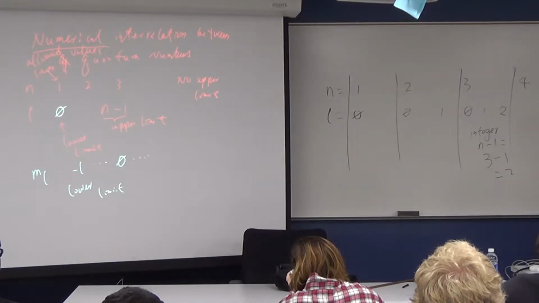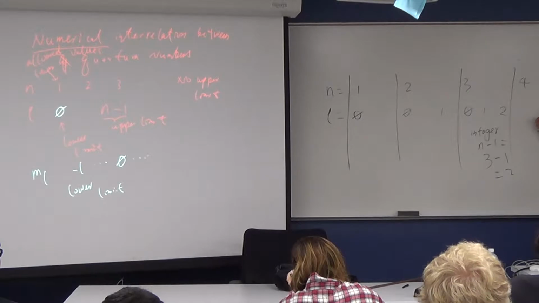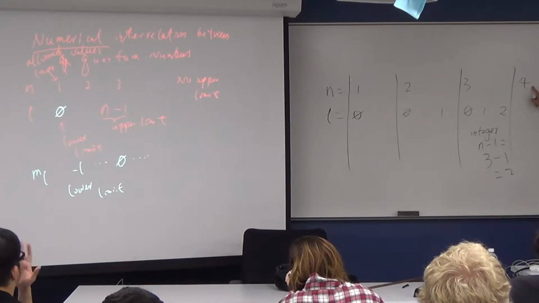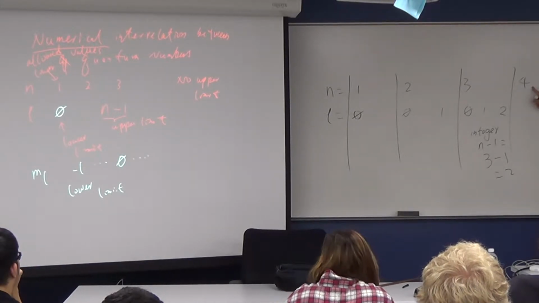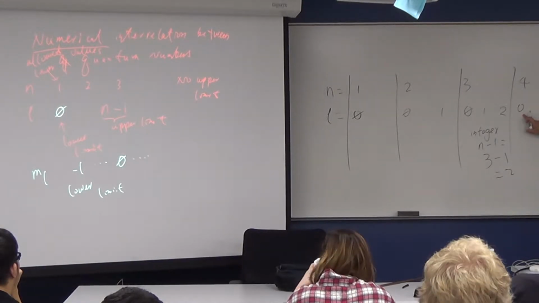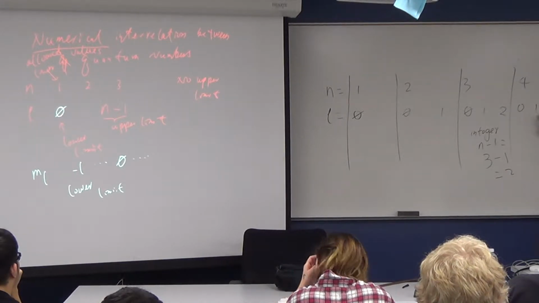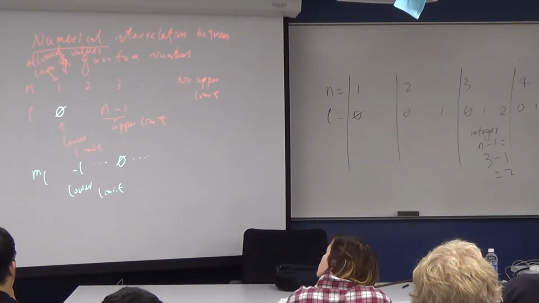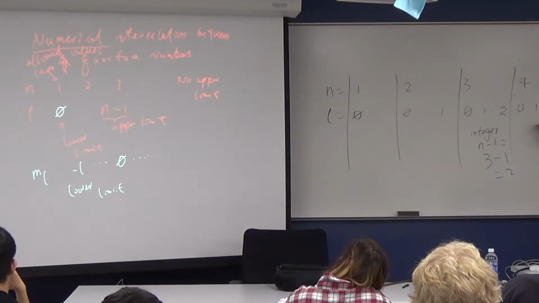Now, what will be the possible values for L if n is 4? It starts from 0. Our upper limit will be 3. If you take 0 plus 1, you get 1. 1 plus 1, you get 2. 2 plus 1 is 3. So therefore, we have all these 4 numbers.